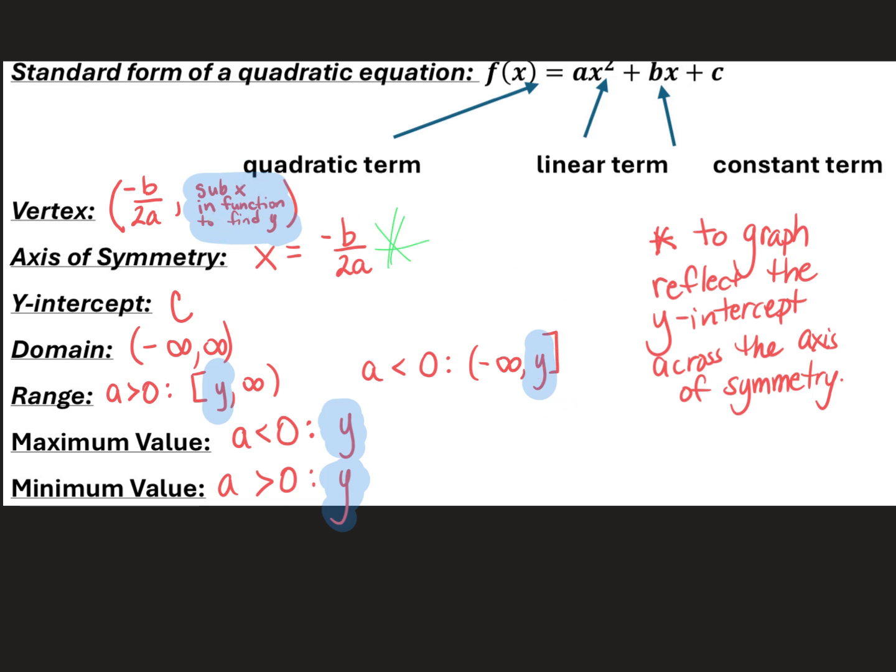Speaking about that for just a moment, when a is positive, that means you do not have a reflection across the x-axis. When a is negative, you do have a reflection across the x-axis. So think about those transformations.